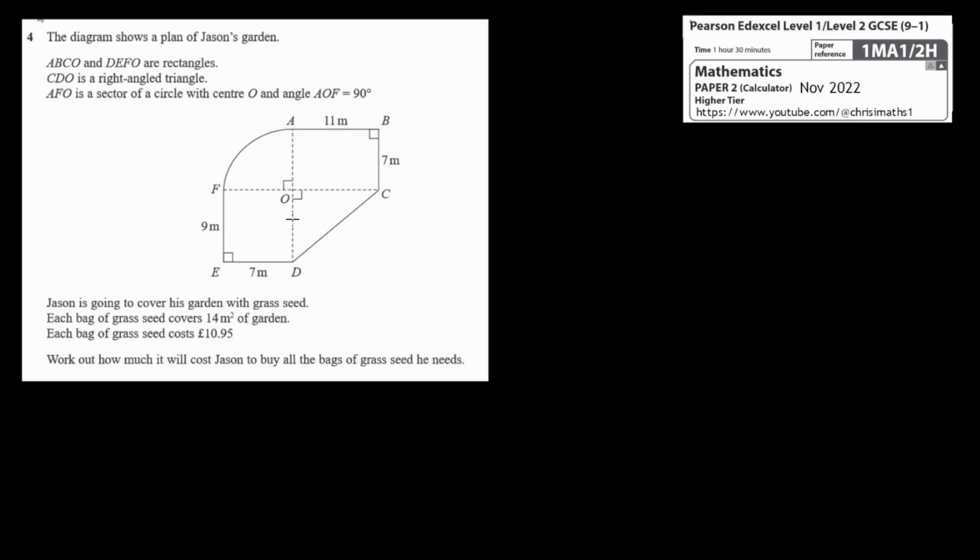Garden questions come in quite often. This one looks quite a complicated one. So we're told we've got two rectangles here. We've got a triangle and we've also got a sector of a circle. So that's going to be fun.